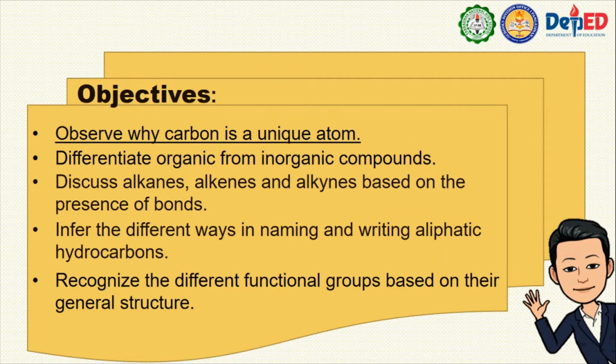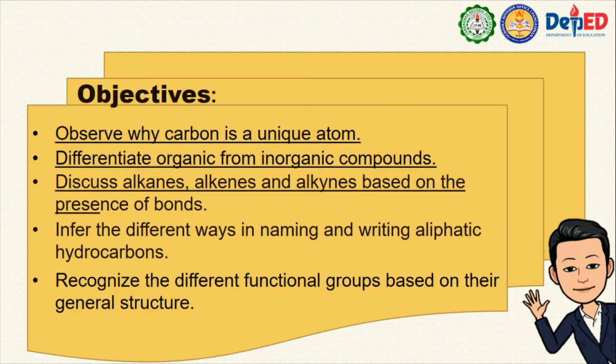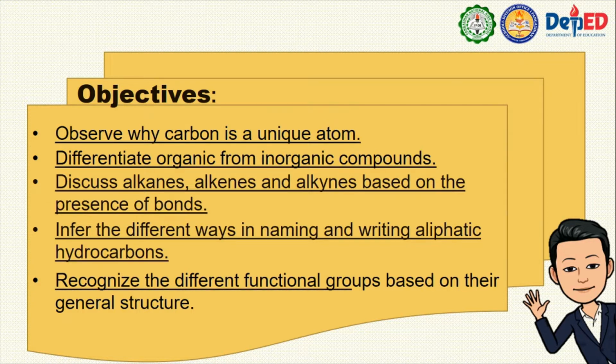These are the specific learning objectives from the most essential learning competencies. At the end of this lesson, you should be able to observe why carbon is a unique atom, differentiate organic from inorganic compounds, discuss alkanes, alkenes, and alkynes based on the presence of bonds, infer the different ways in naming and writing aliphatic hydrocarbons, and recognize the different functional groups based on their general structure.